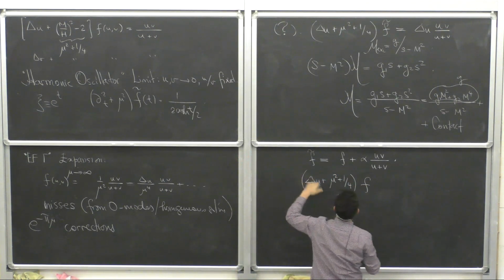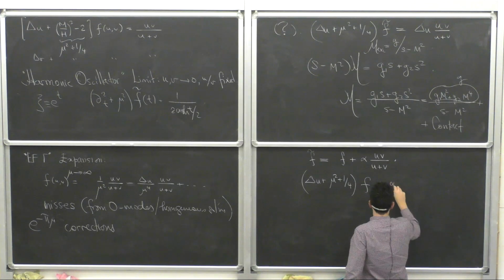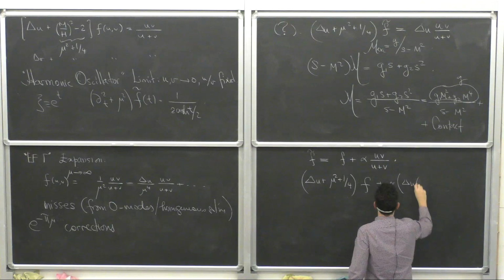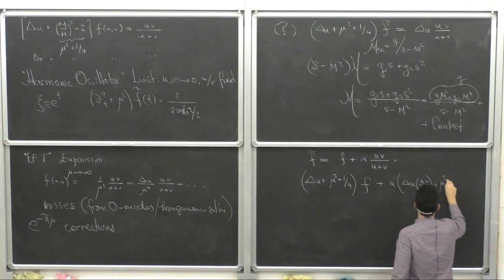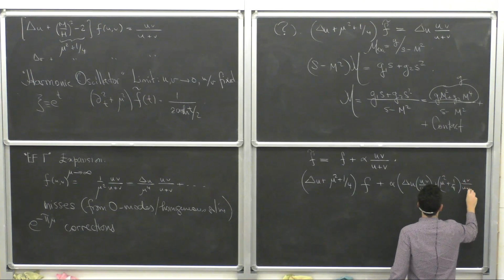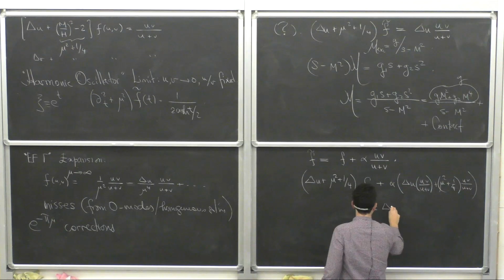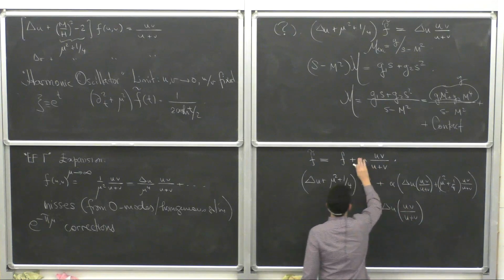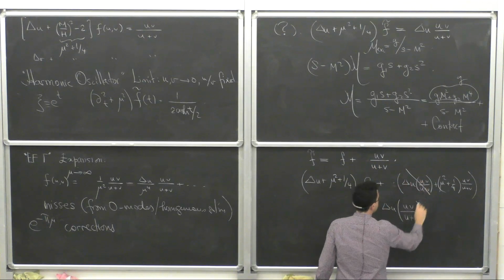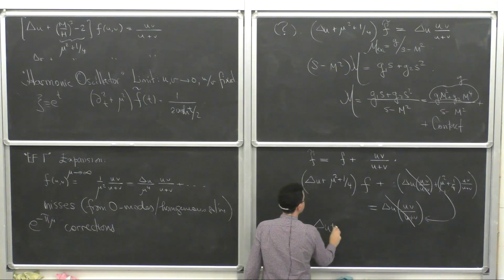F plus alpha delta u uv over u plus v plus mu squared plus a quarter uv over u plus v equals delta u. So you just set alpha to 1. These guys cancel. You put this on the right hand side and you're back to the original equation, okay?